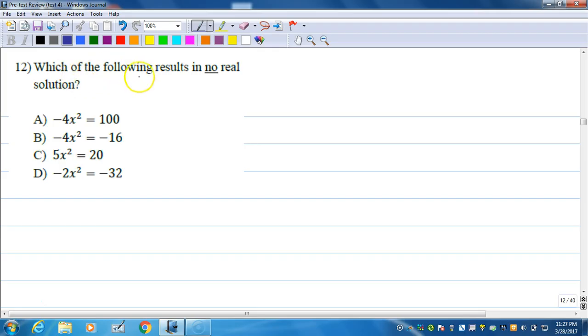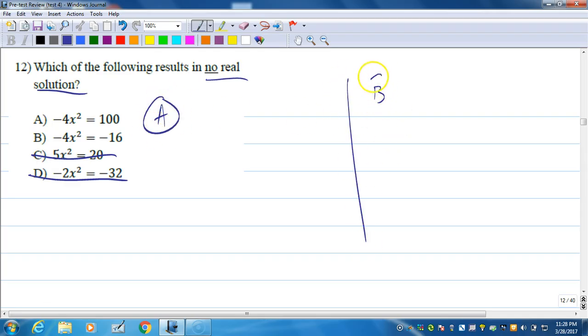12. Which of the following results in no real solution? No real solution. In other words, when you take the square root of a negative. Again, I'm just going to go over one right and one wrong one. A and B again. Here's A. I'm going to do B over here.